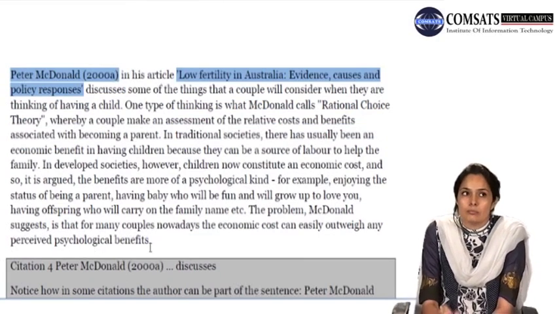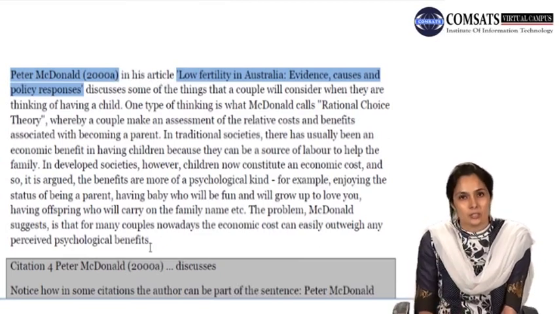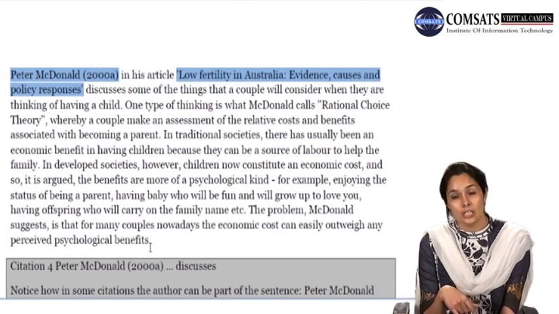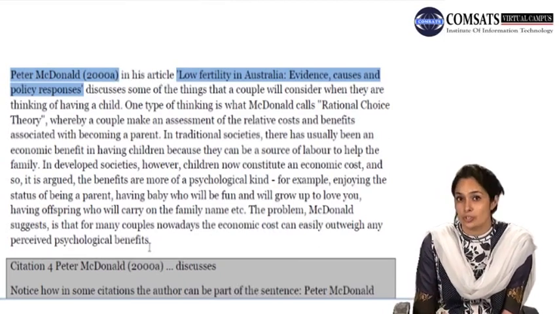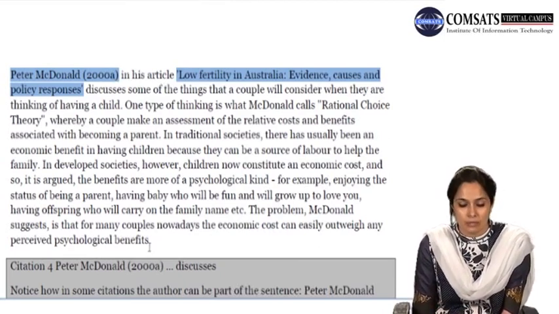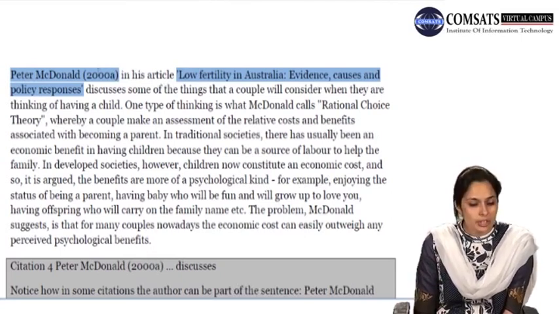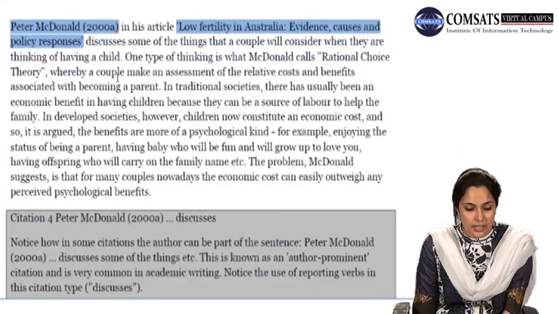So, the prospective parents these days are thinking more of the economic problems they would face when they have a child, rather than the psychological benefits of becoming a parent, having a baby to love them, having someone to carry on the family name. So here, Peter MacDonald, the name of the writer and the citation is highlighted. Let's see what it says.